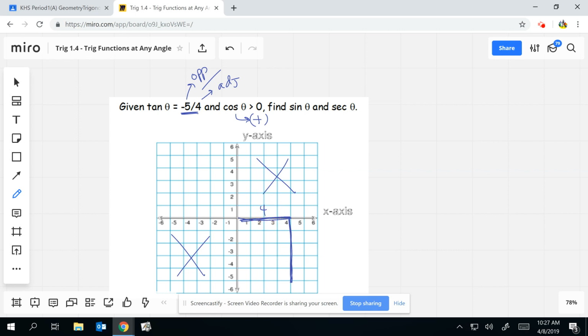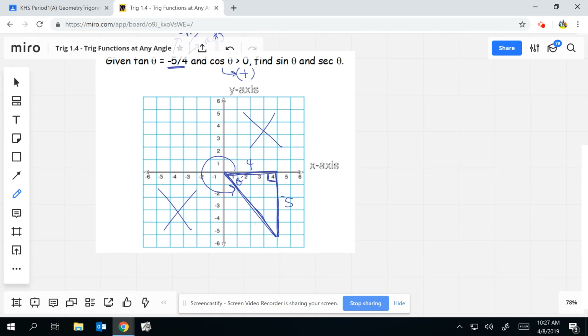So I'm going to have an adjacent side of 4 and an opposite that's going to go down 5. So there's my 4, there's my -5, and I connect those to make my right triangle, and it's always connected from the origin. There's your right angle. This would be your normal angle, but we want the reference angle. We want that little theta right there. That's going to help us do the right triangle.